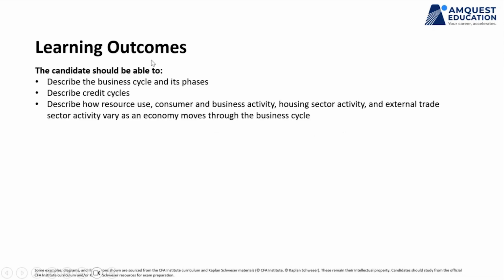Okay, let's start the next part of this session, a fairly lighter one. The key learning outcomes are: what are business cycles and what are the phases? We'll also look at the connection between business cycles and credit cycles, and describe how resource use and consumer activities are connected through the entire business cycle. Remember the key parts: if you see the learning outcome says describe, you need to learn the theory. Learn the description and be ready for theory questions in the area of business cycles.